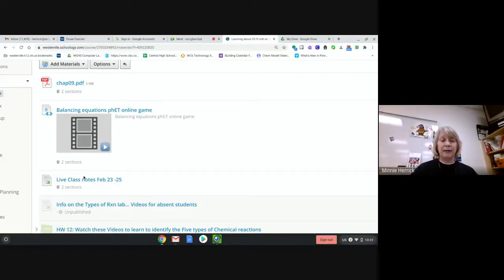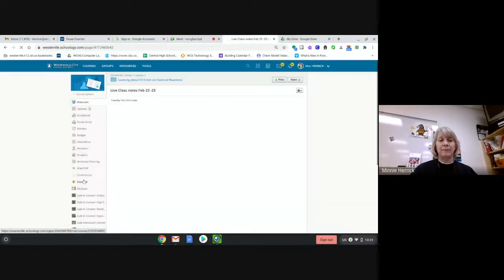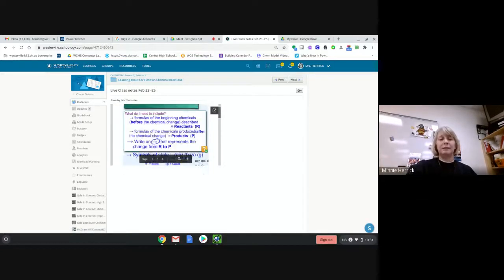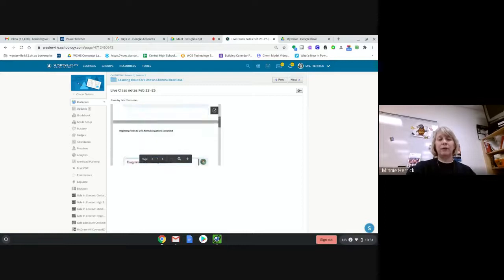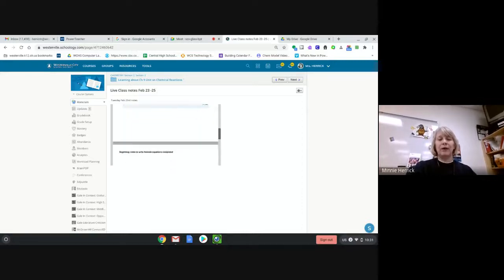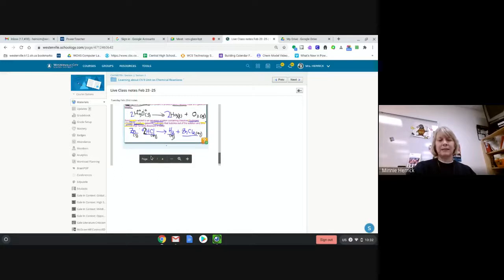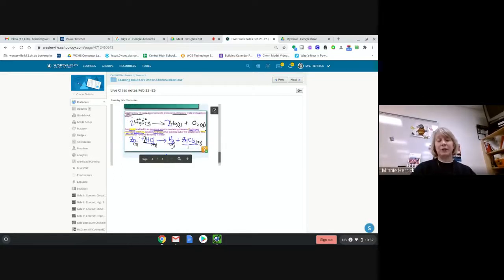And I did put in the notes that I went over today. If you didn't get anything copied down, you could actually look at this page and write down what we wrote. I know the other reaction, the methane reaction, the CH4 reaction, wasn't on here, but everything else is. And I even got them balanced too. So I'm hoping that all helps.